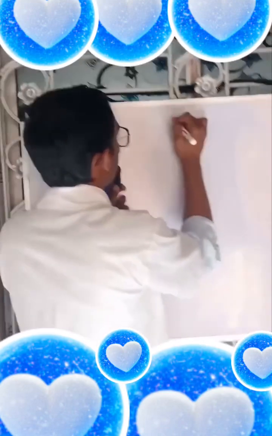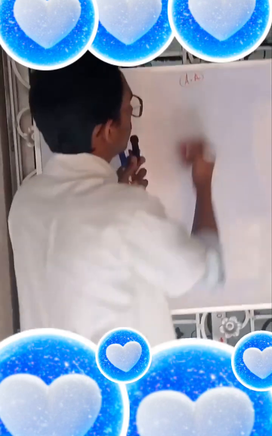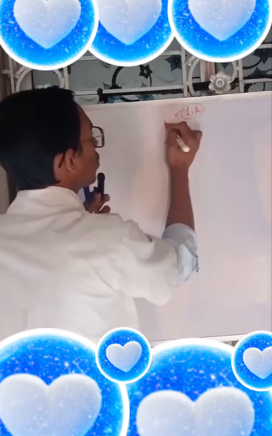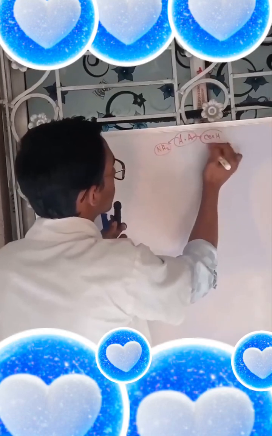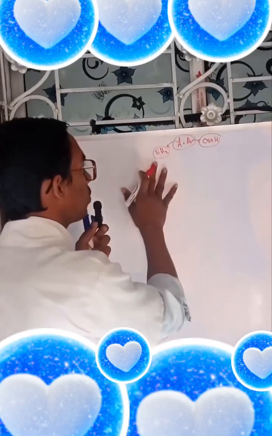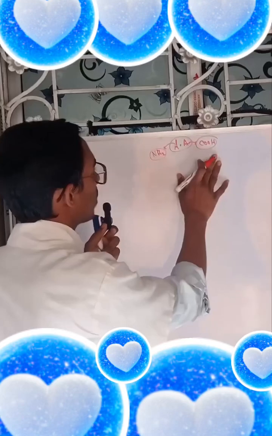Let's discuss the structures of amino acids. How do we know an amino acid? Amino acids contain one amino group and another, the carboxyl group. Amino acids contain two functional groups: one is the amino functional group, and this is the carboxyl functional group.